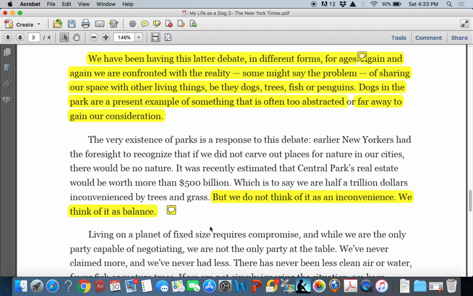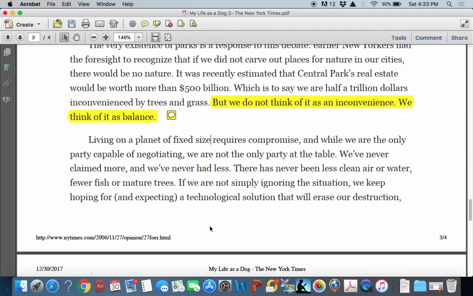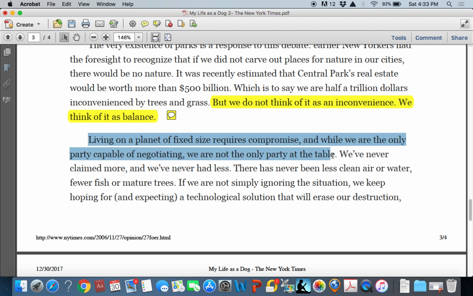Living on a planet of fixed size requires compromise, and while we are the only party capable of negotiating, we are not the only party at the table. I think this is so important, and I would argue that it might be the main idea or claim of the author, or part of it, because obviously a claim can come in multiple sentences.